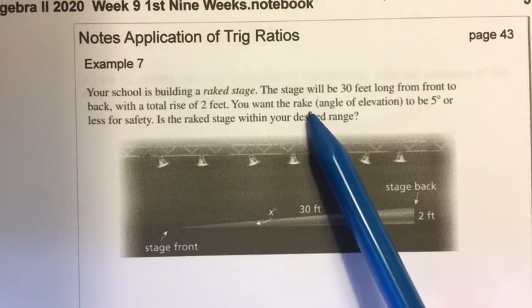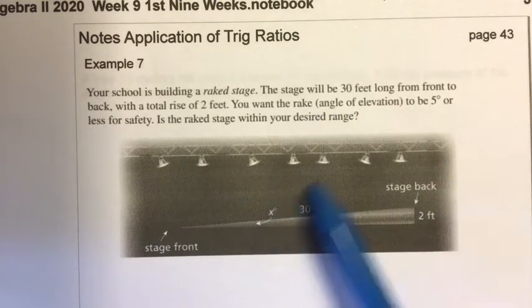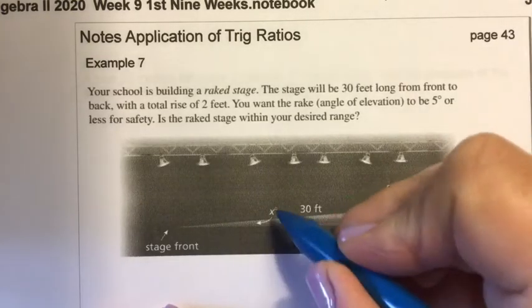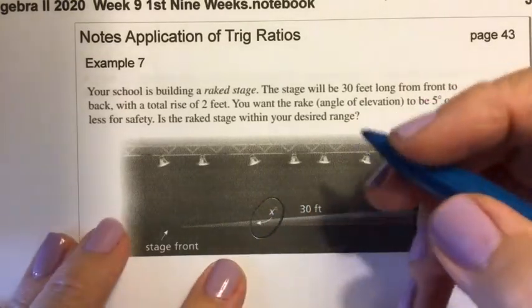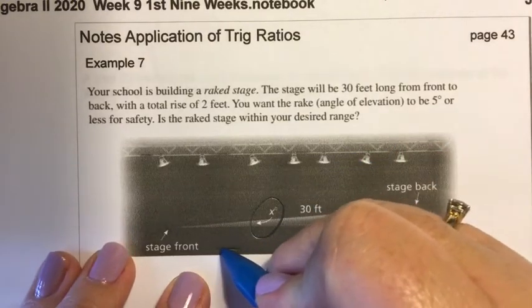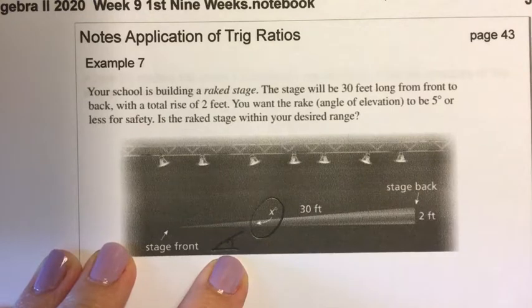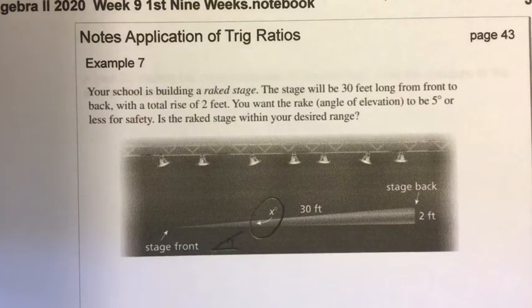And my range is I want the angle of elevation, or the rake, to be 5 degrees. Now angle of elevation just simply means, here's X, see that? That's your angle of elevation. When you're looking at the bottom and going up, that's your angle of elevation. Let's look at what we have.